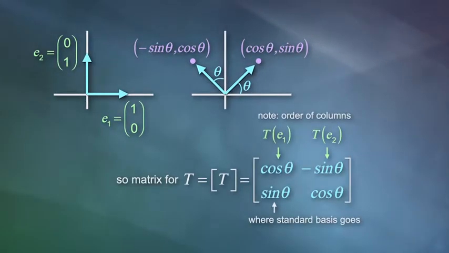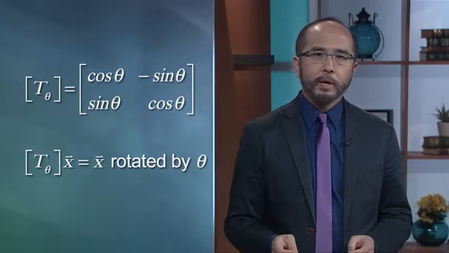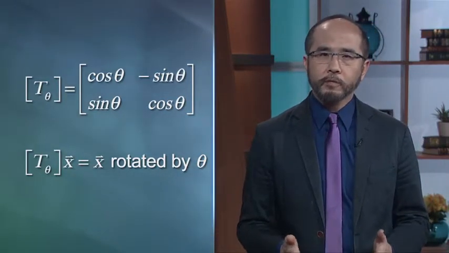Then we form a matrix with the image of e1 as the first column and the image of e2 as the second column. Now keep in mind the order matters here. This gives a 2 by 2 matrix with entries cosine theta, minus sine theta, sine theta, cosine theta. And if you take a vector x and multiply it by this matrix on the left, it will perform rotation by theta.